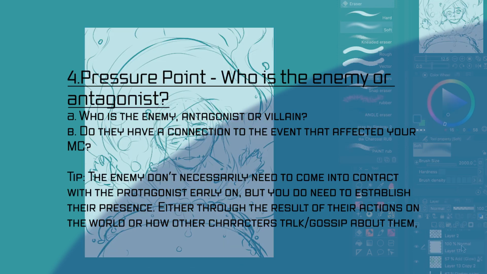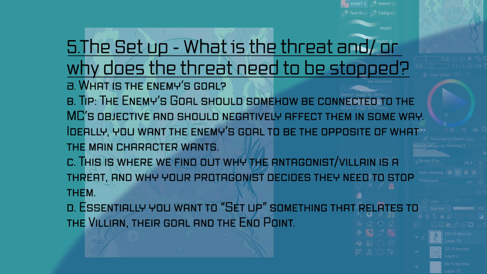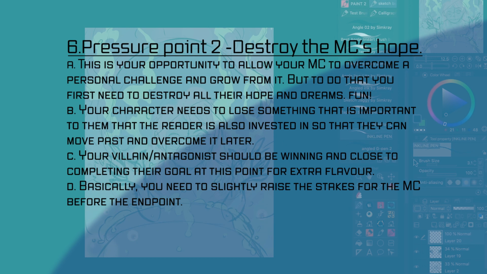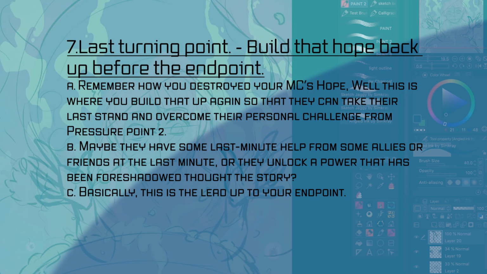4. Who is the villain or antagonist? 5. What is the threat and/or why does the threat need to be stopped? 6. How can you destroy the main character's hope? And 7. How can you build that hope back up before the end point?